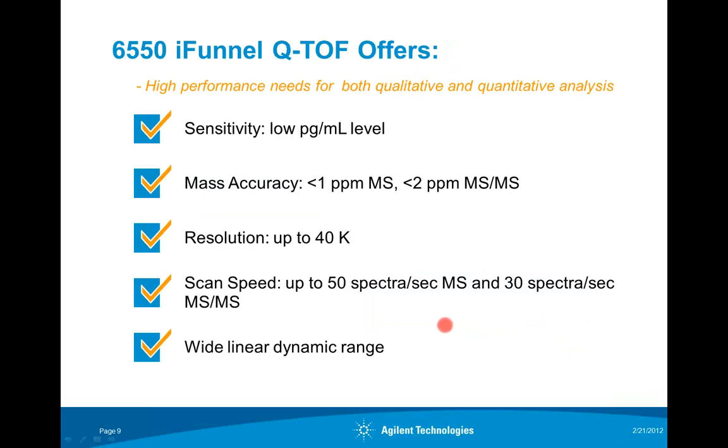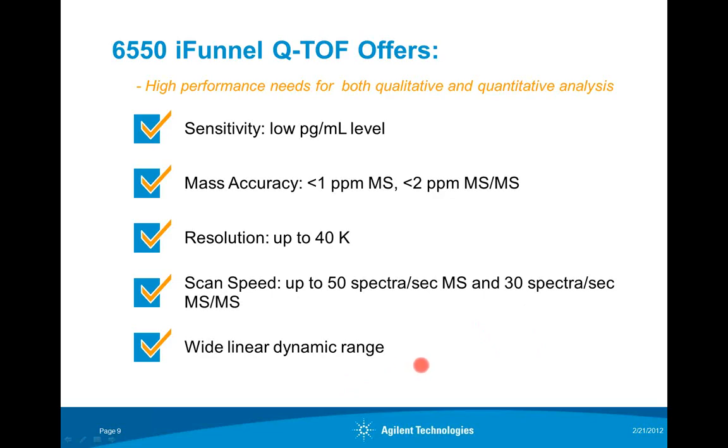So overall, the 6550 iFunnel Q-TOF can offer high performance for both qualitative and quantitative analysis. Here is a brief summary of the key features. The sensitivity is at a low picogram per milliliter level. The mass accuracy is excellent, with mass error less than 1 ppm in MS mode and less than 2 ppm in MS/MS mode. Resolution is up to 40K and the scan speed is up to 50 spectra per second in MS mode and 30 spectra per second in MS/MS mode.